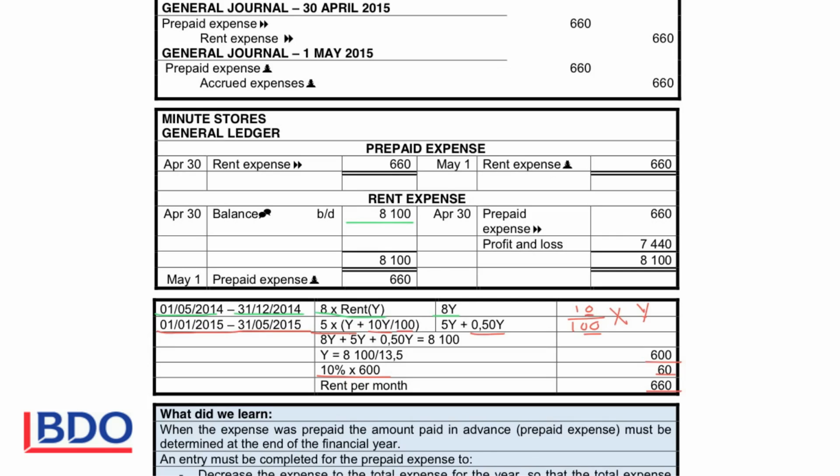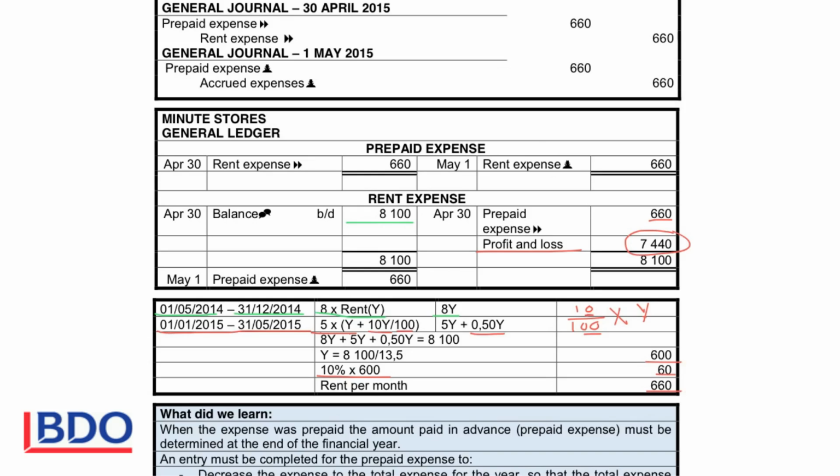We will credit the rent expense account with the 660 so that we can reduce the amount to the actual expense for the year, because to the profit and loss account we only want to show the expense for the current year if there were no prepaid amounts.